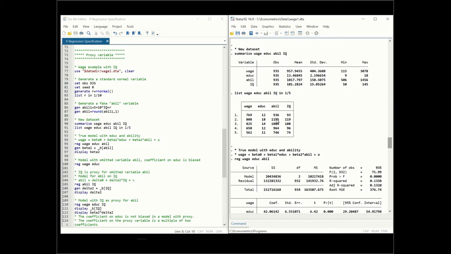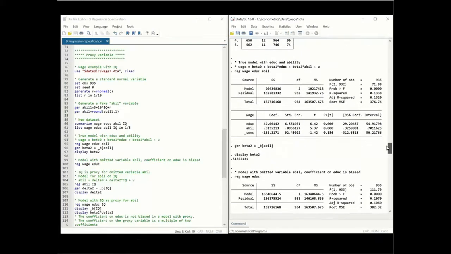So now let's estimate different models. The first model that we would be estimating here is the true model that has education and ability. So we would regress wage on education and ability, by doing reg wage education ability, and we would be generating this beta 2 coefficient on ability. So this would be underscore B, the coefficient for ability, and we will be displaying beta 2.